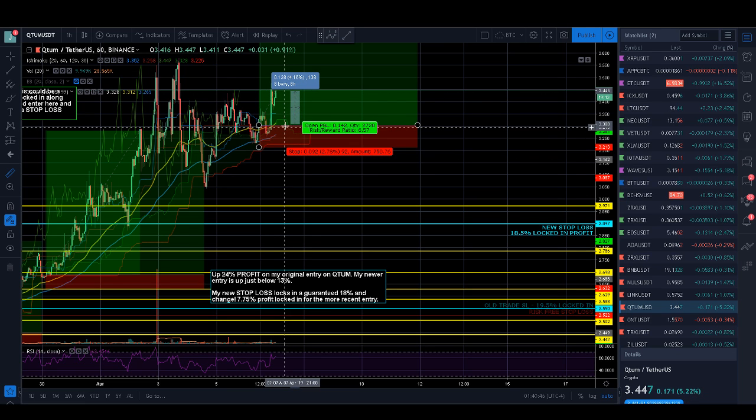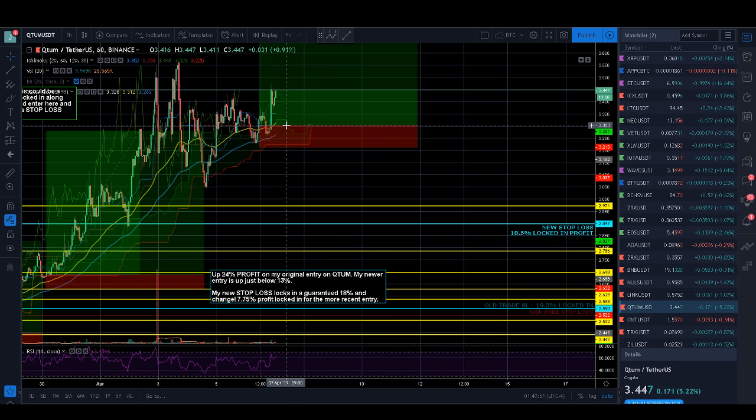We can move our stop losses up to the entry price. It becomes a risk-free trade, and everything from that point forward is profit. It's a really great trading strategy that we use.